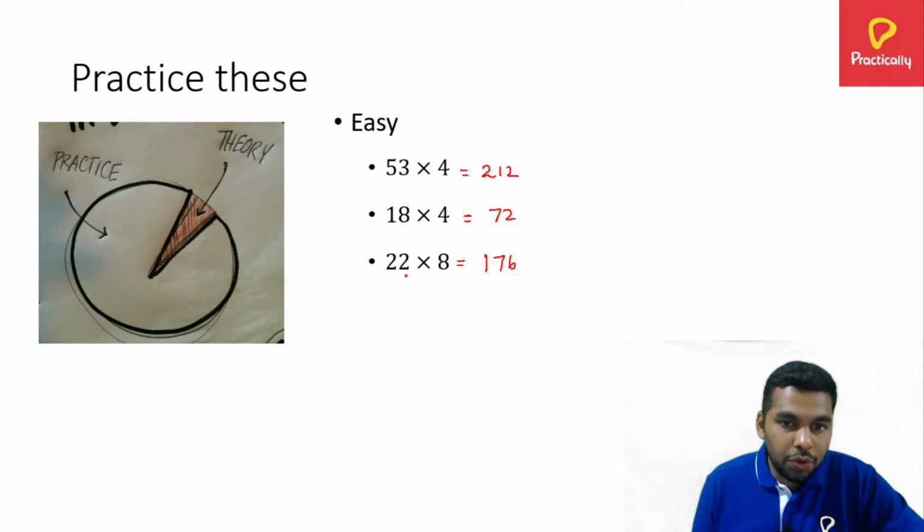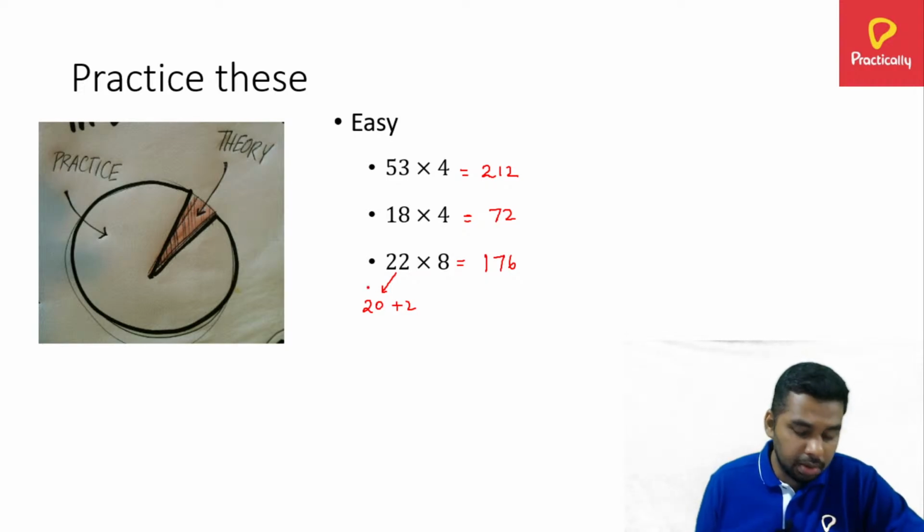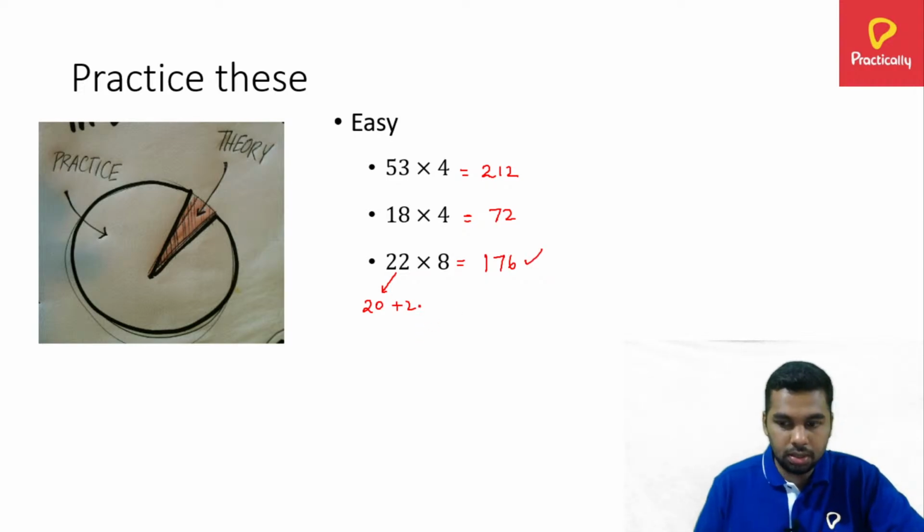Now for those who find this difficult, I'll show another method also. 22, you can write it as 20 plus 2. You do 8 multiplied by 20. Everybody might be able to do that because we have already learned double of 8. Double of 8 is 16. So that is 160. 160 plus 16, which is 176. Alright, hope you have got it.